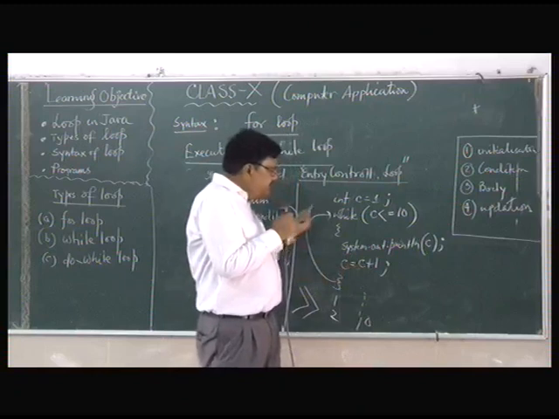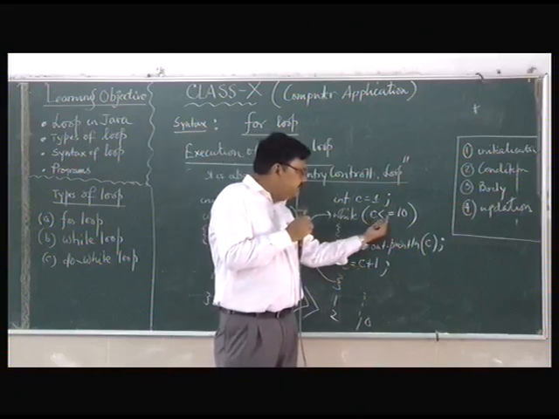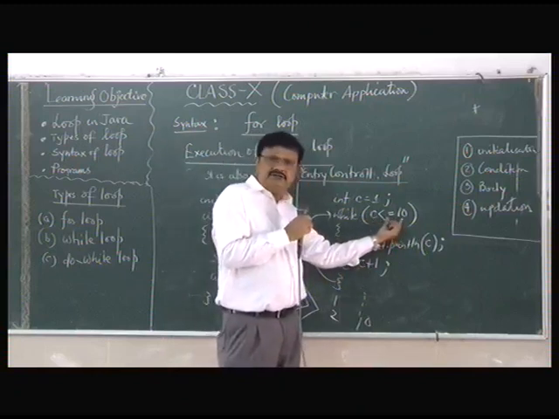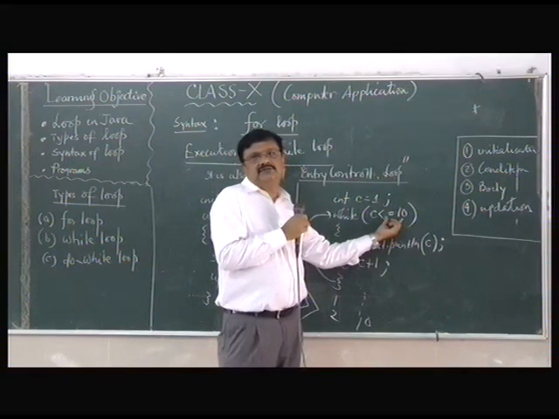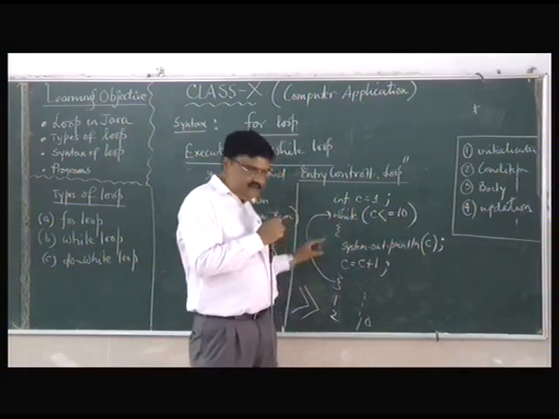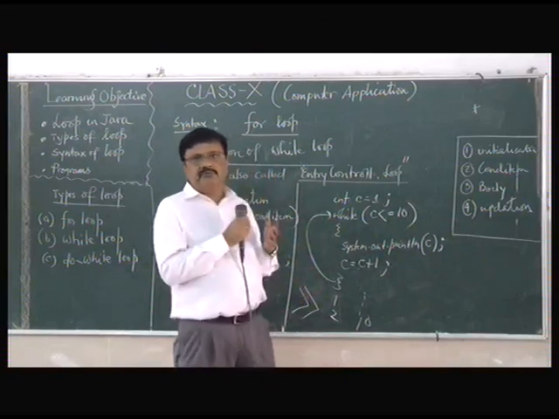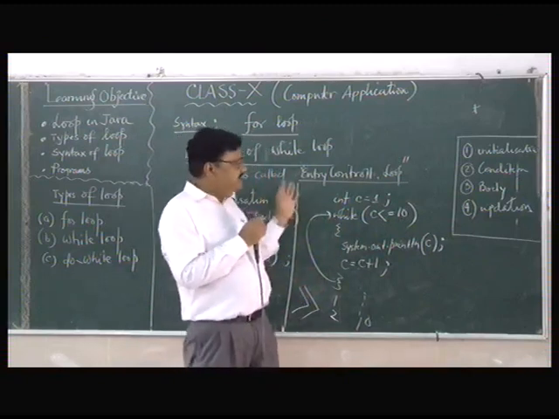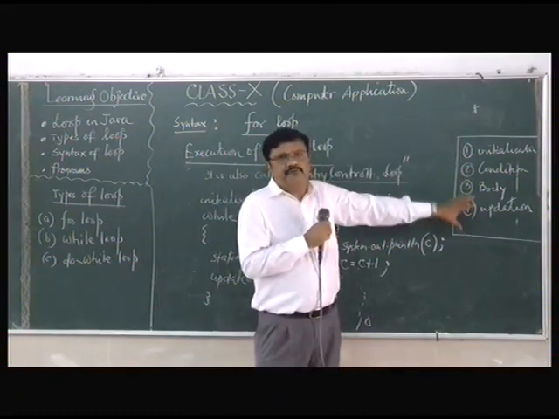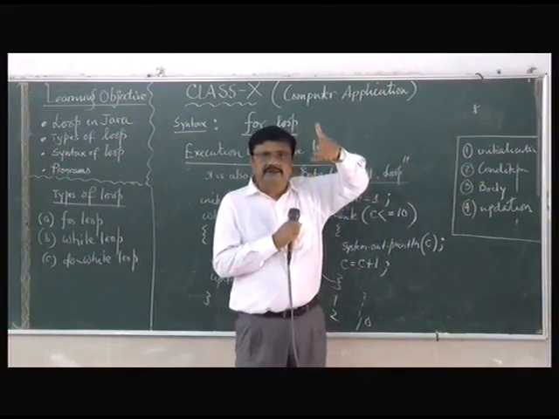So it is again going, now 11 less than equal to 10. It is true or false? False. So when it is false, it will never enter into the loop, it will come out of the loop and will stop your program.